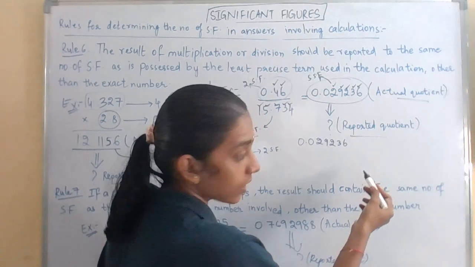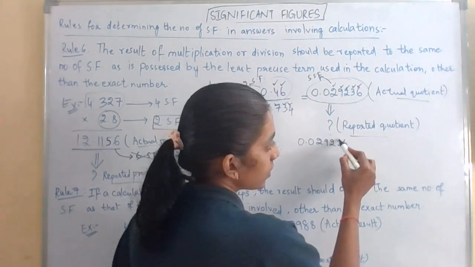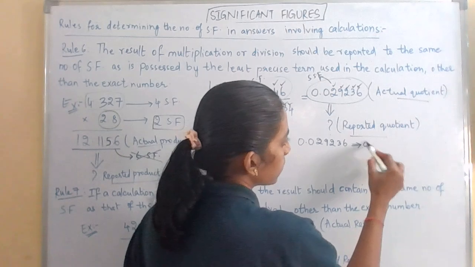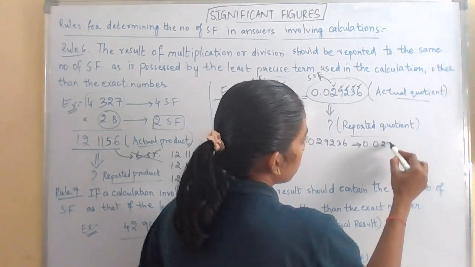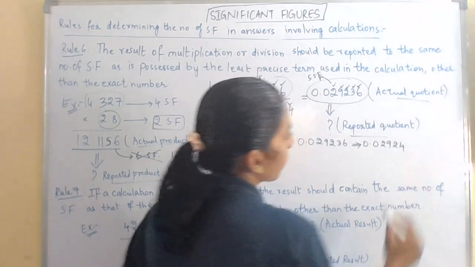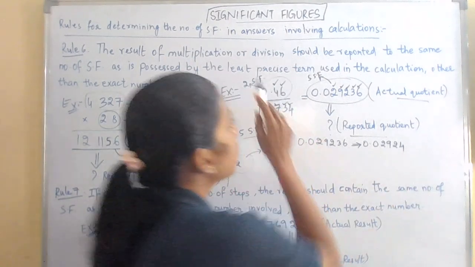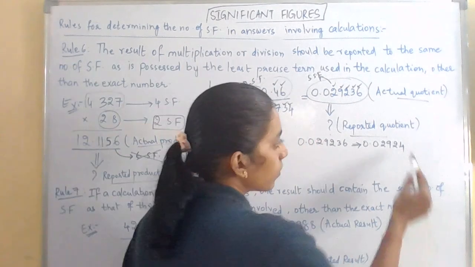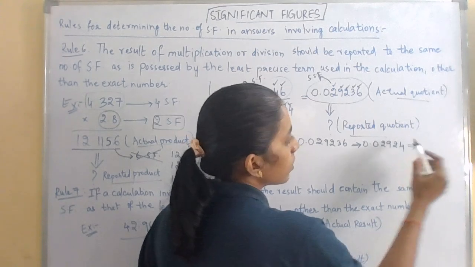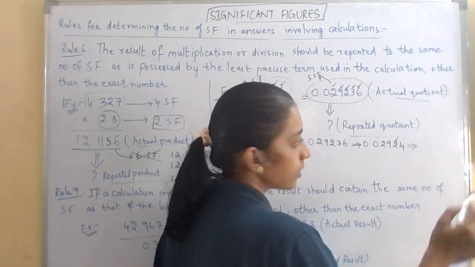0.029236. 6 is greater than 5. The digit before it, which is 3, should be increased by 1. 0.02924. How many significant figures? 4 significant figures. We have to get 2 significant figures. Again, 4 is less than 5. The preceding digit 2 is taken as it is.